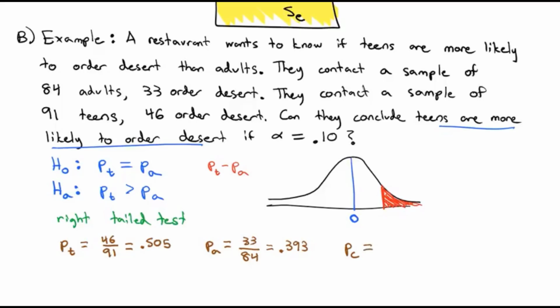And then for our pooled proportion, if there was only one group, not two separate groups, and we just interviewed people, the number of successes would have been 46 plus 33, over the number of trials, 91 plus 84. Making sure I use parentheses so I don't get in trouble with order of operations. The pooled proportion is 0.451.